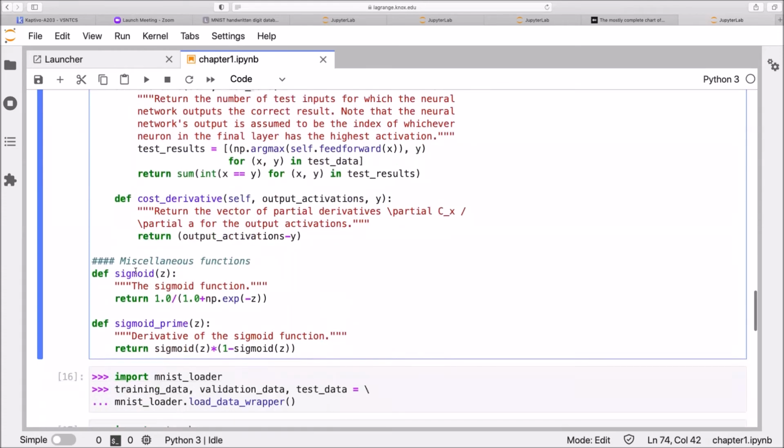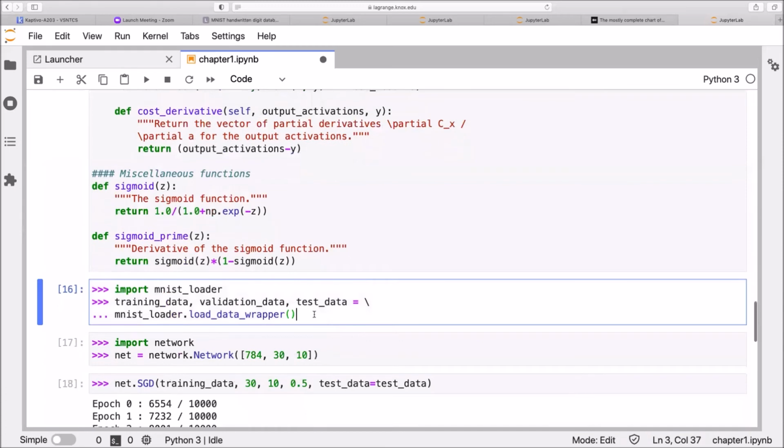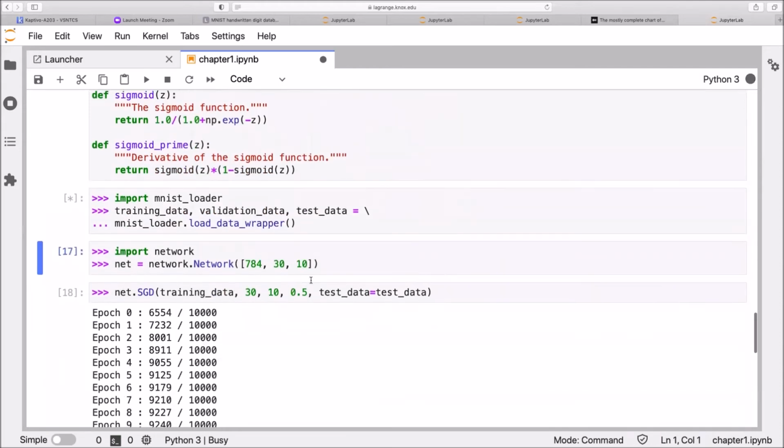And here is just the definition of the sigmoid function. And here is the definition of sigmoid prime. So let's just run this code. Now, this line imports the data. And in this line, we generate our network.